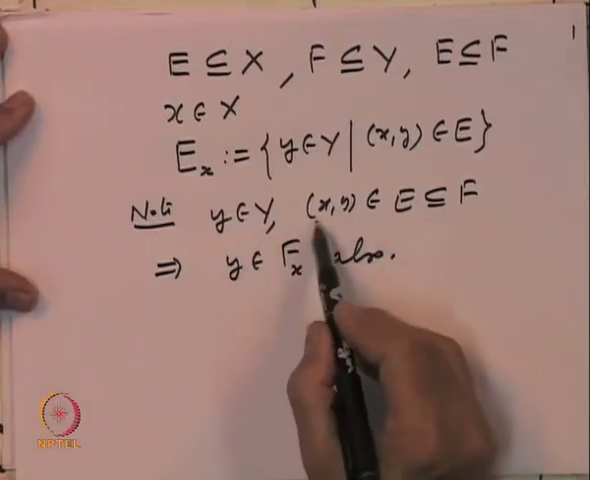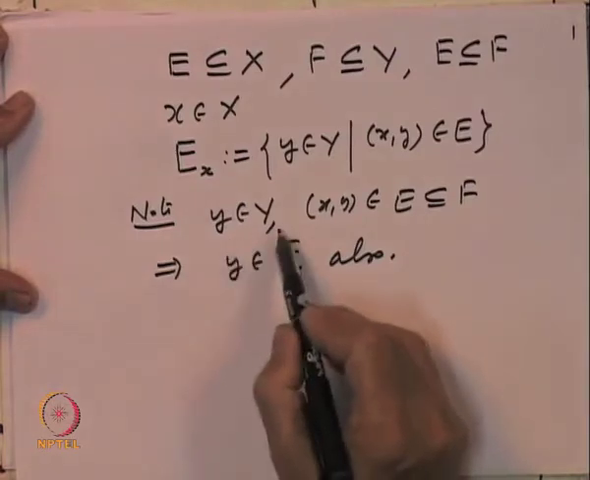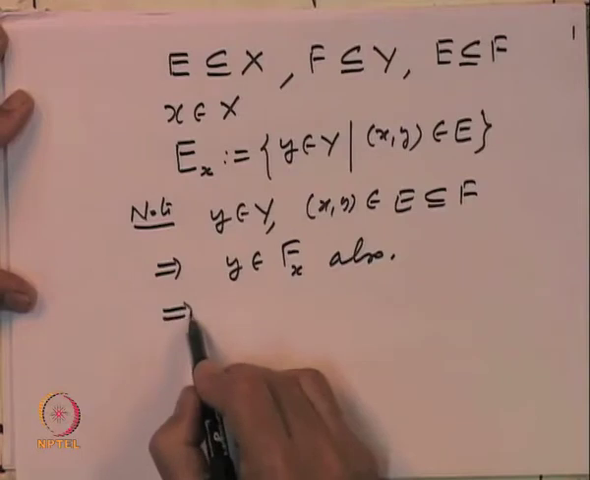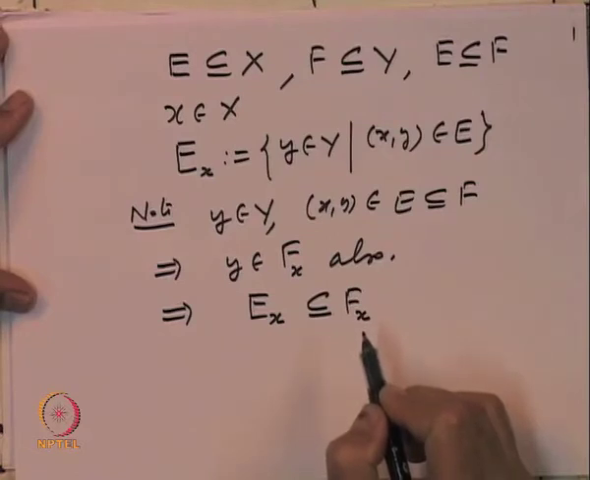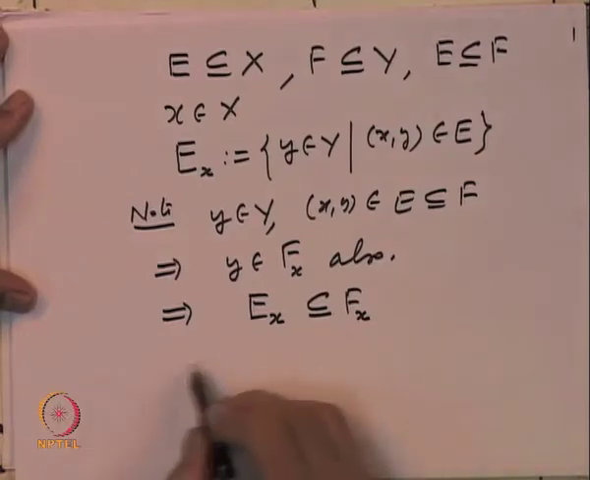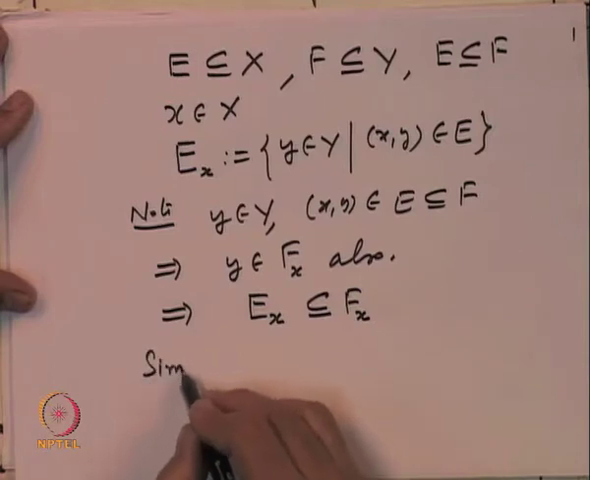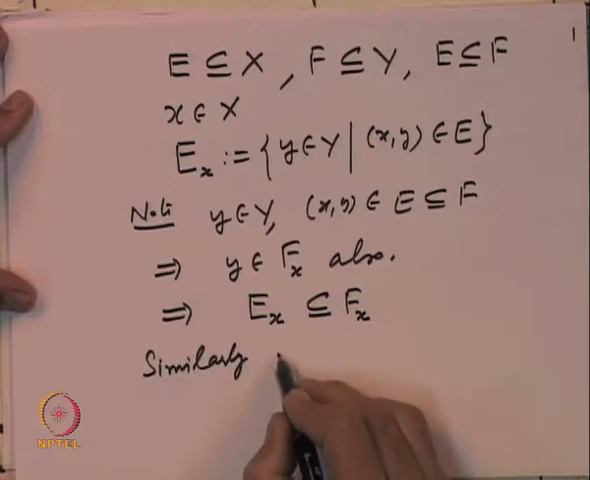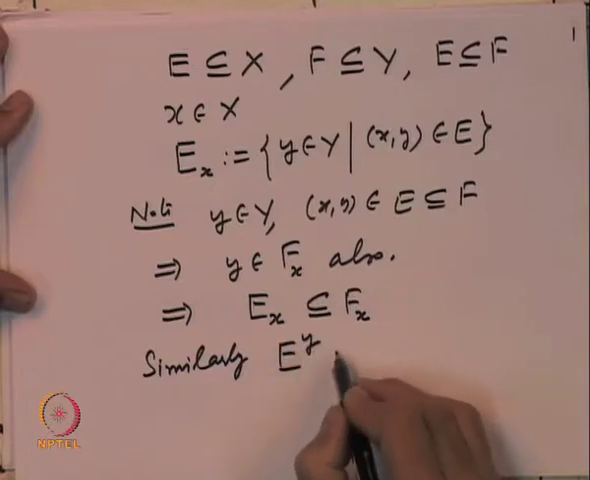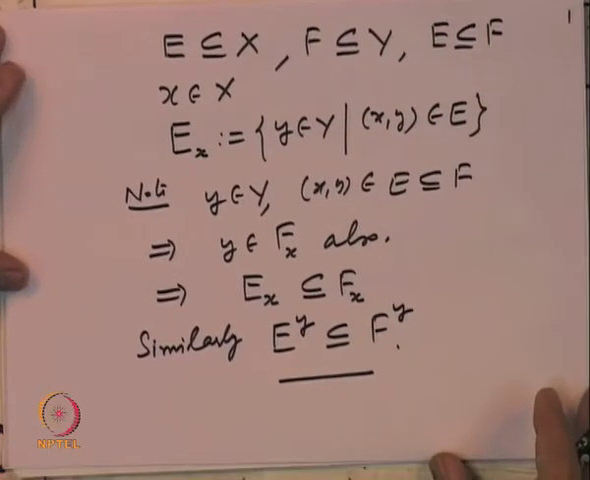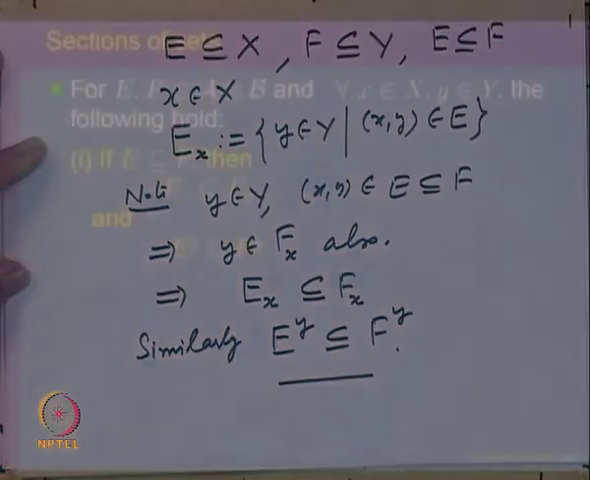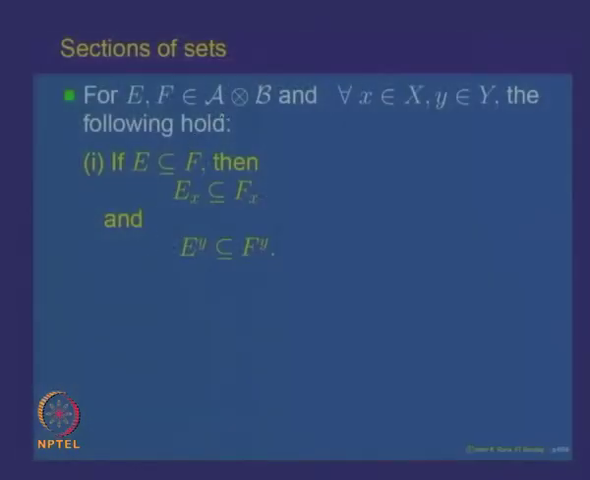This is the definition of F lower x, namely y in Y such that (x, y) belongs to F. So this implies that E lower x is a subset of F lower x. And the other property is similar. Similarly, we will have that the section of E at y is a subset of the section of F at y. So these two properties hold. That is property 1. Here we do not use any fact that E and F are subsets in the sigma algebra A cross B. This is true for any subsets.